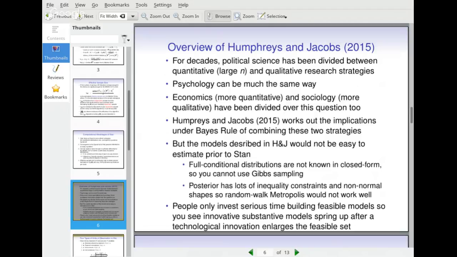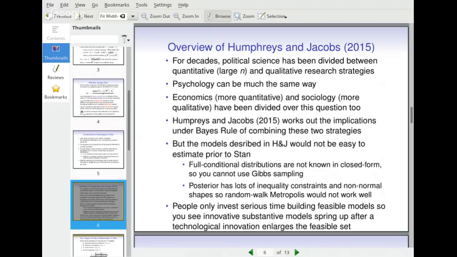Within economics, there's probably more consensus that quantitative studies are the way to go, and they're certainly well represented in empirical economics journals, whereas in sociology, you have more the flip side of that. There are some large N sociological studies, but a lot of them tend to be more of this qualitative research, case study sorts of approaches that sometimes resemble applied history, maybe a little bit more.